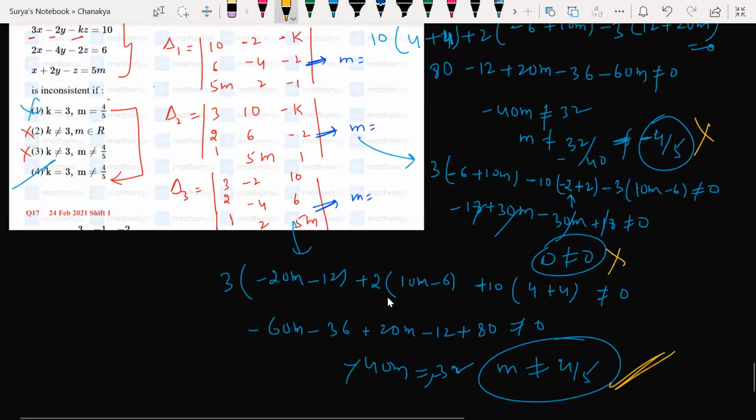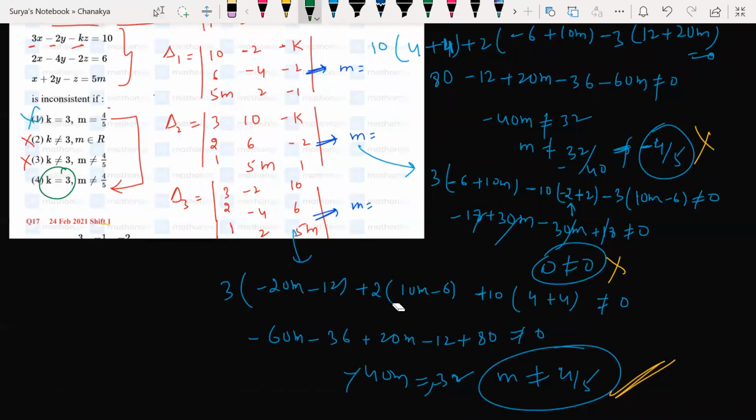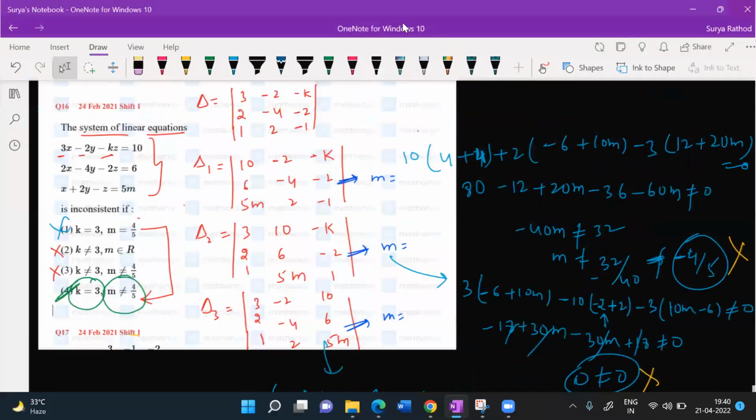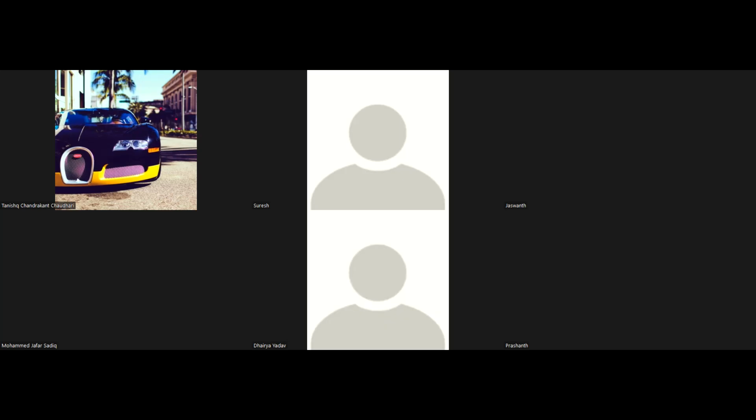So I got k value 3, and m value 4 by 5. K value 3 I got, m value is not equal to 4 by 5. So option D is correct absolutely. Question is quite simple only, but the calculation is somewhat lengthy. So you need not panic. You have to keep solving. Definitely you'll be getting the answer.